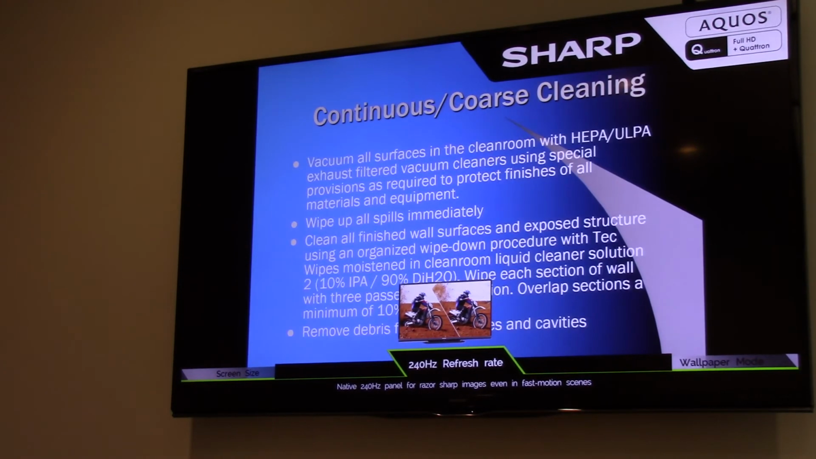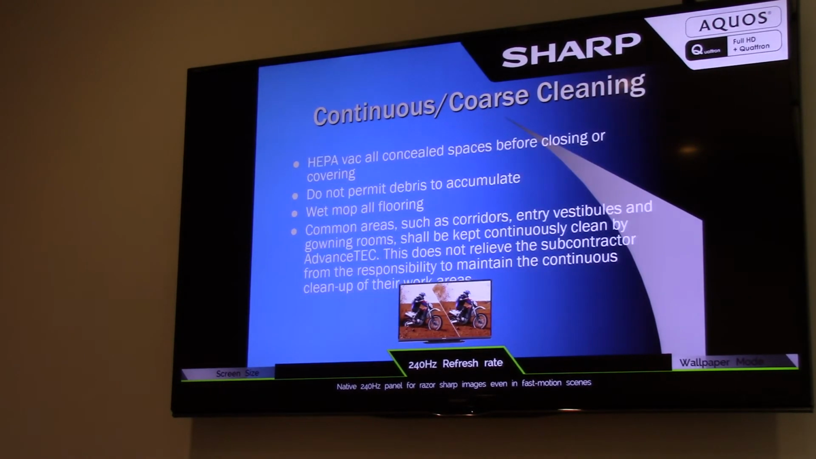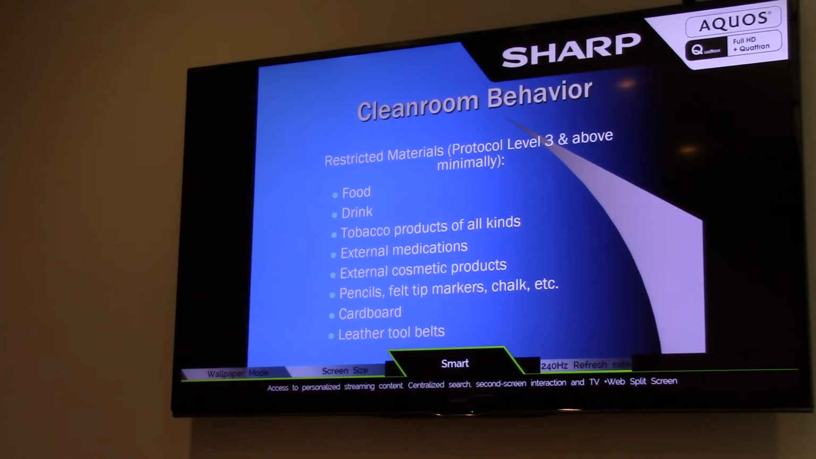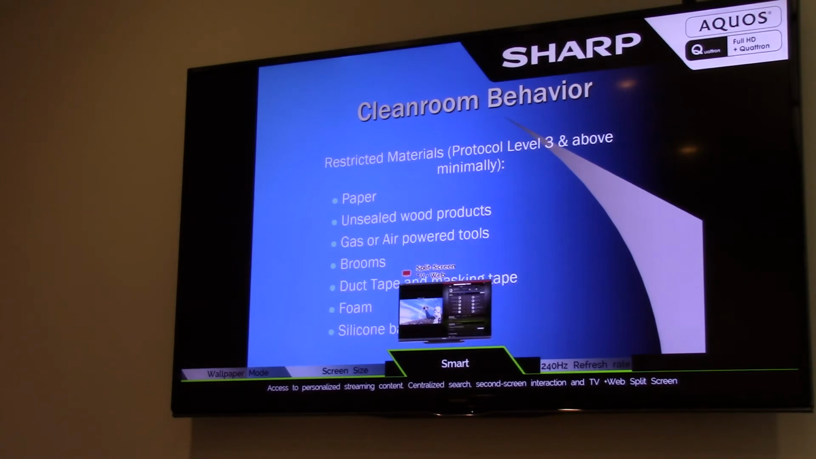Okay. 4 stages of cleaning, continuous cleaning, clean room behavior, right? We don't allow any food or drinks or any of these items within the clean room. That's the most important part to get out of that.